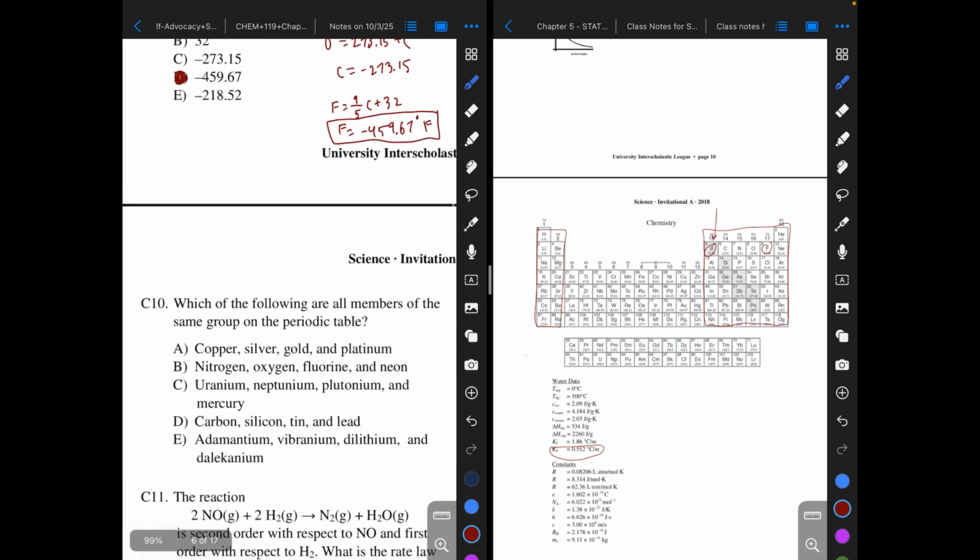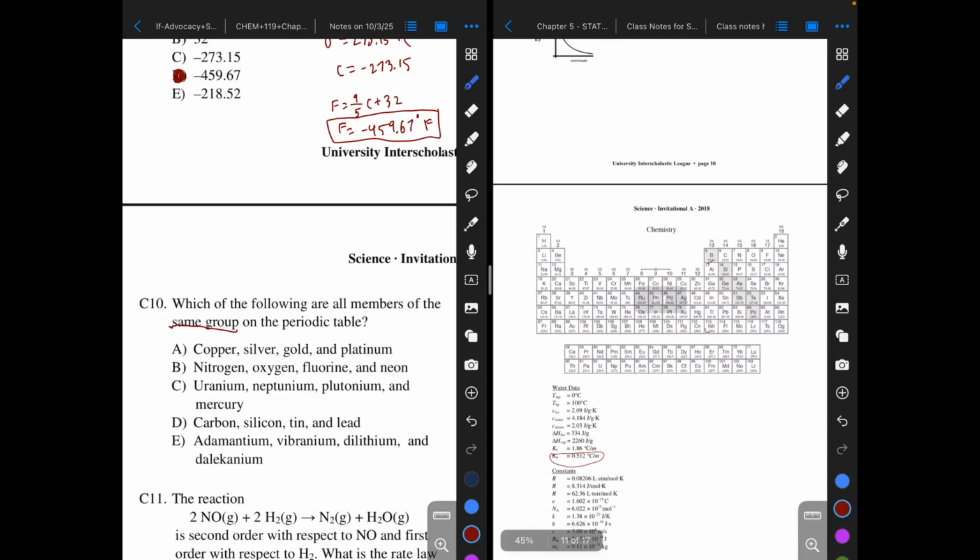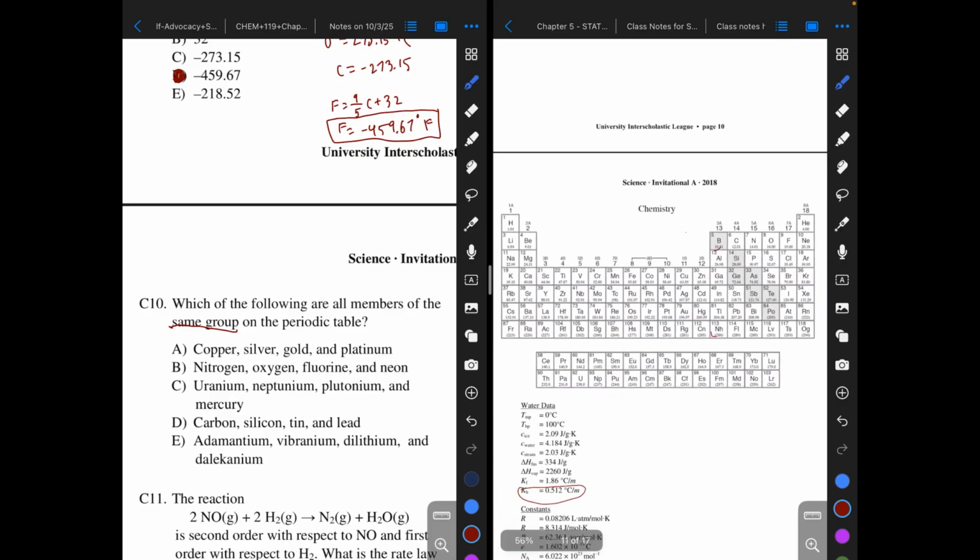For this next problem, we're asked to find which of the members are in the same group on the periodic table. We know groups are the vertical columns. So we're just asked to find which elements are in the same column. So for A, copper, silver, gold, and platinum. Copper is Cu, silver is Ag, gold is Au, and platinum is Pt. So the answer A would be incorrect.